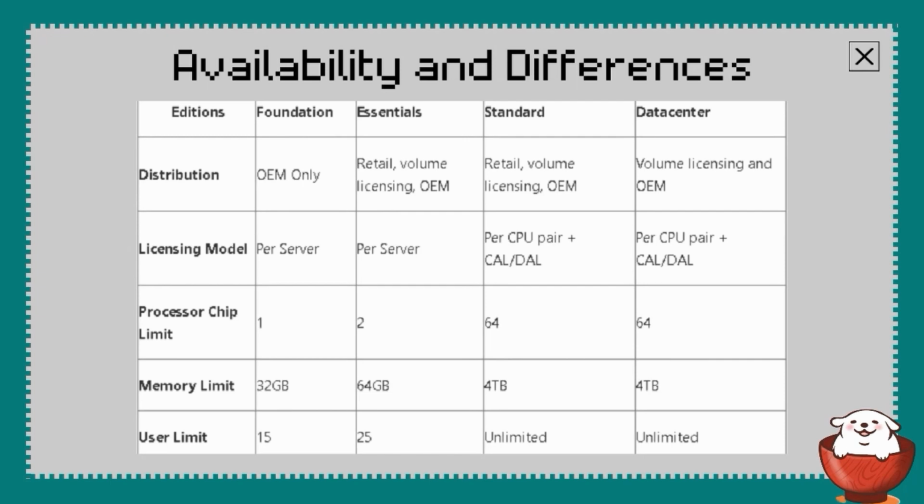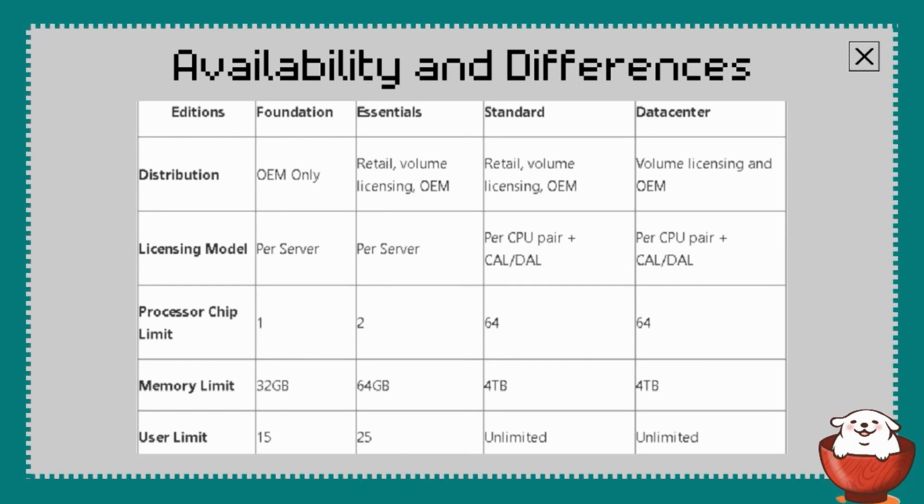When it comes to licensing model, the Foundation and Essentials are per server, while the Standard and the Datacenter are per CPU pair and CAL/DAL. The processor limit of the Foundation is only 1. The Essentials limits 2. The Standard and Datacenter limit 64.